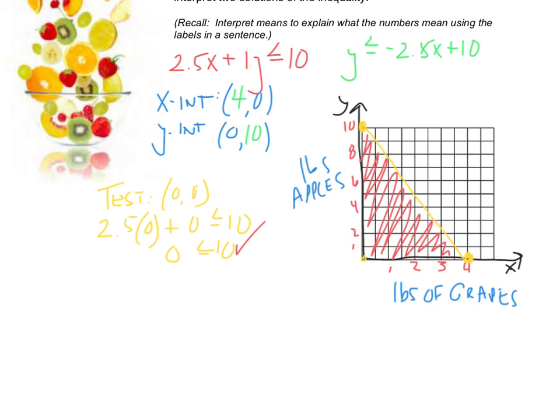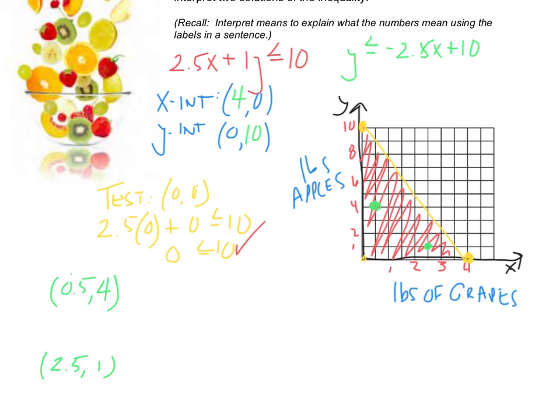So I'm going to pick two solutions. I'm going to pick this one right here, and I'm going to pick this one right here. Okay? So, two solutions. So I'm going to pick 0.5, comma 4, and I'm going to pick 2.5, comma 1.